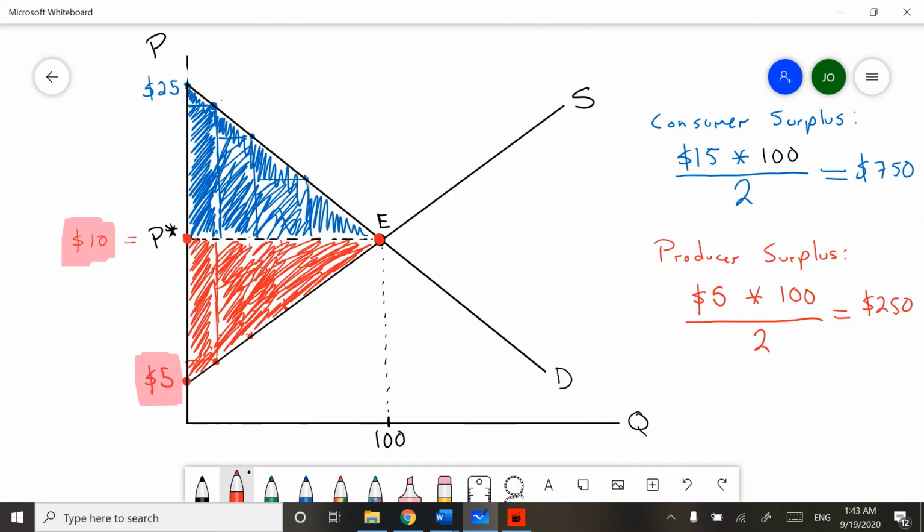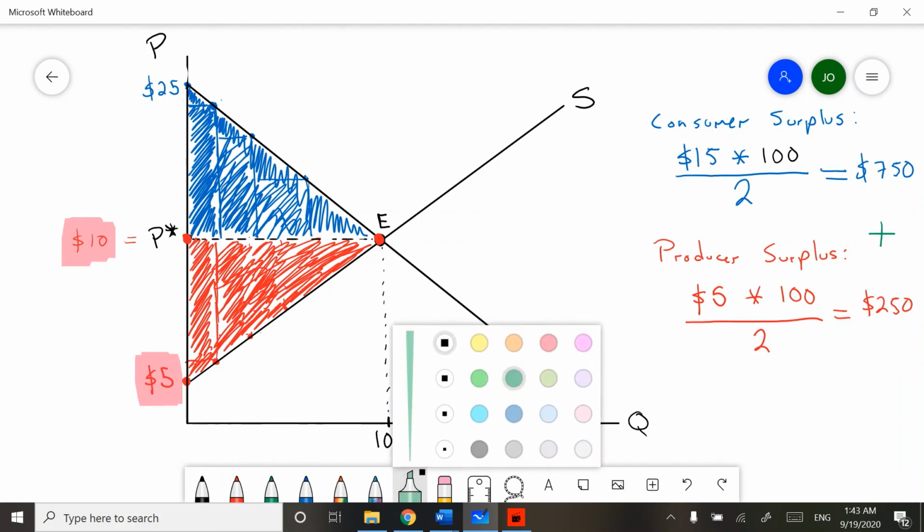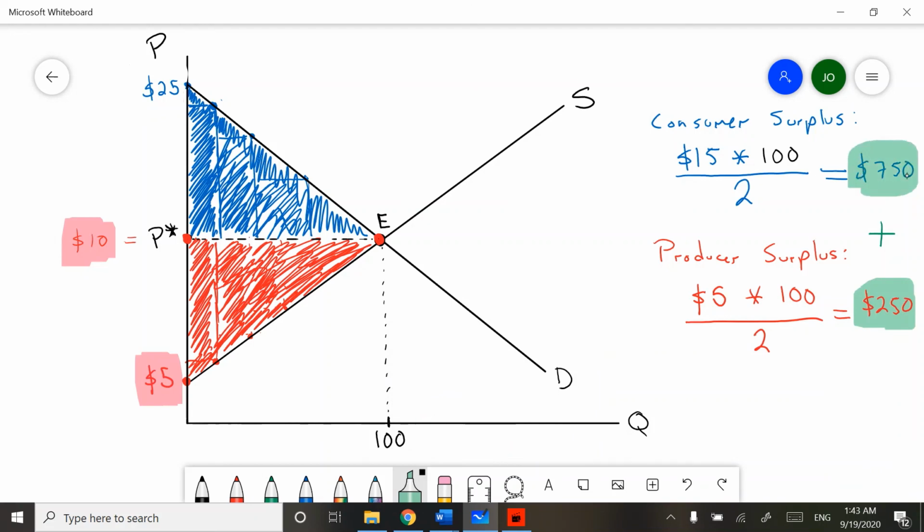$250. If we just add these two numbers, my 250 and my 750, I will get something called total surplus, which in this case will add up to $1,000. As a market, the surplus is $1,000.